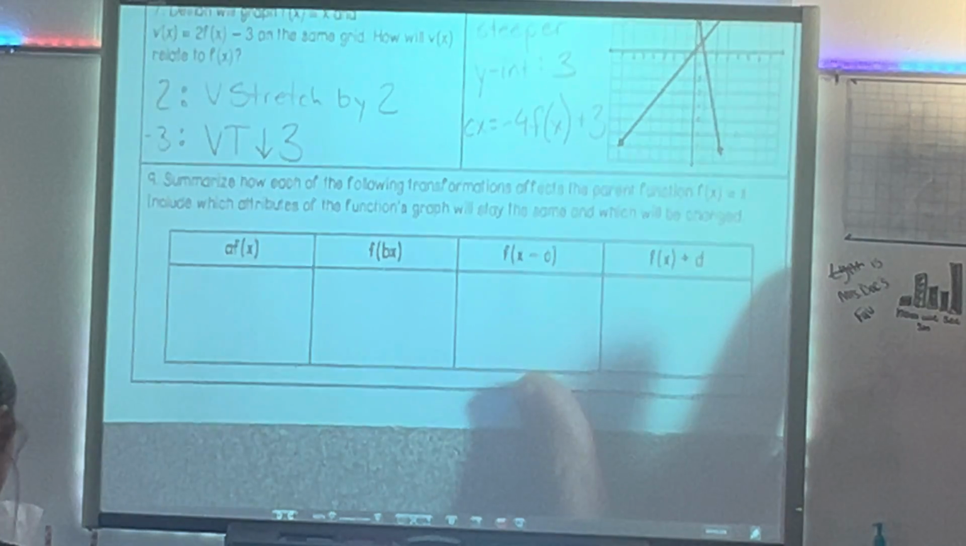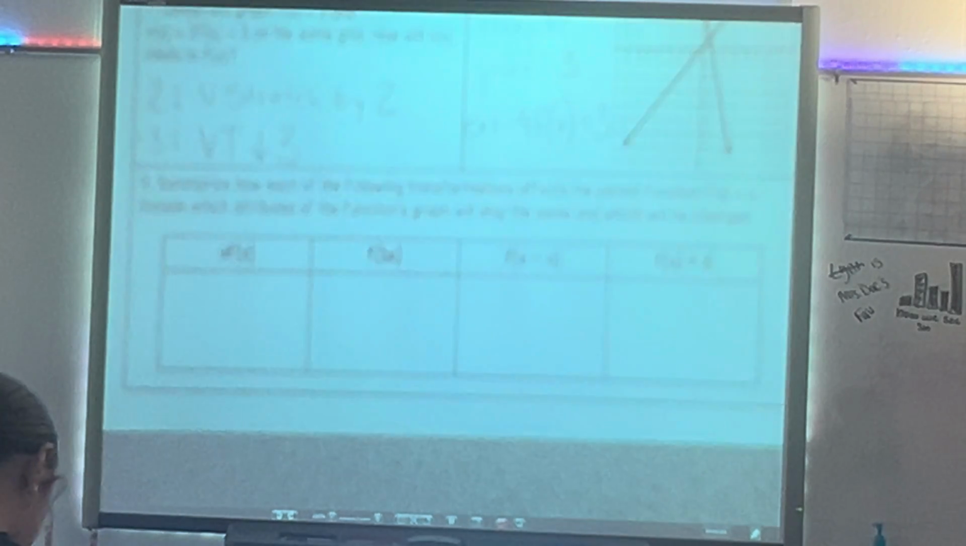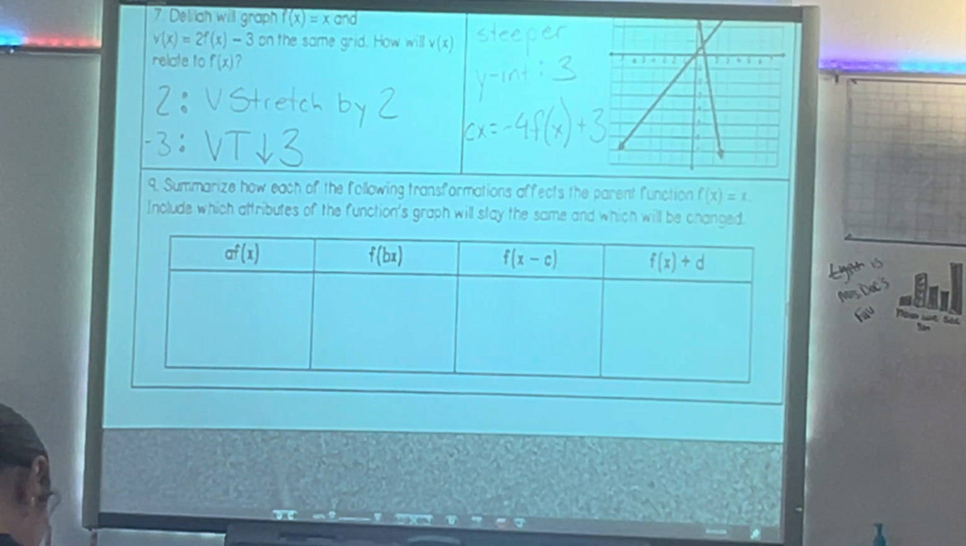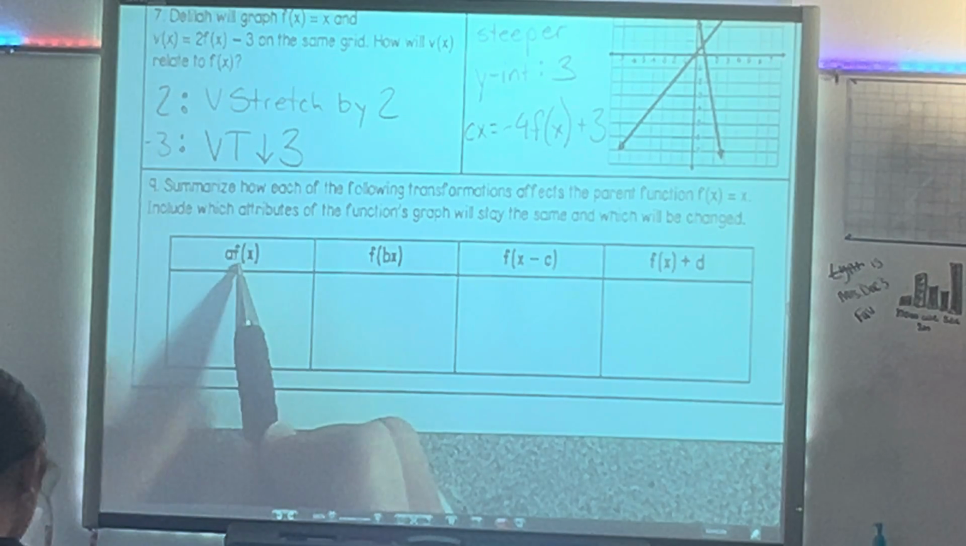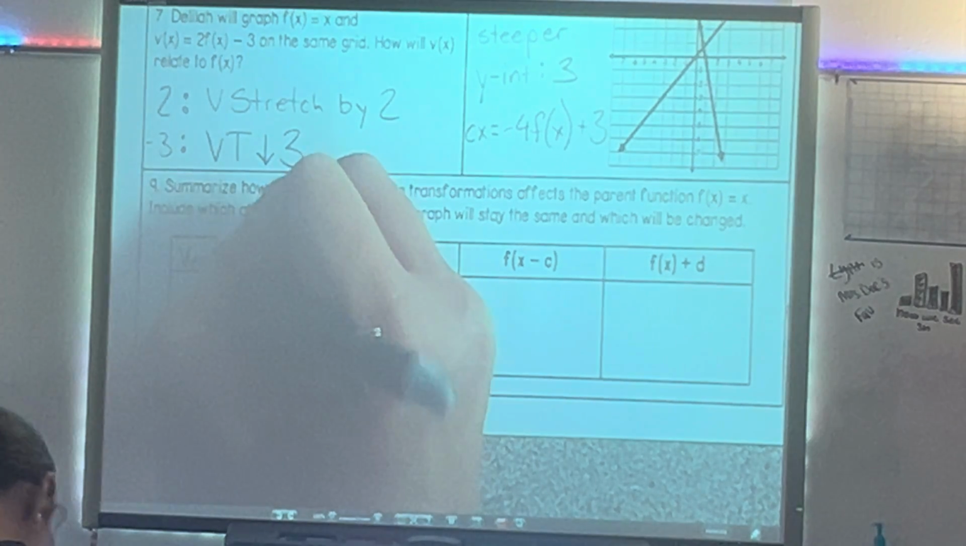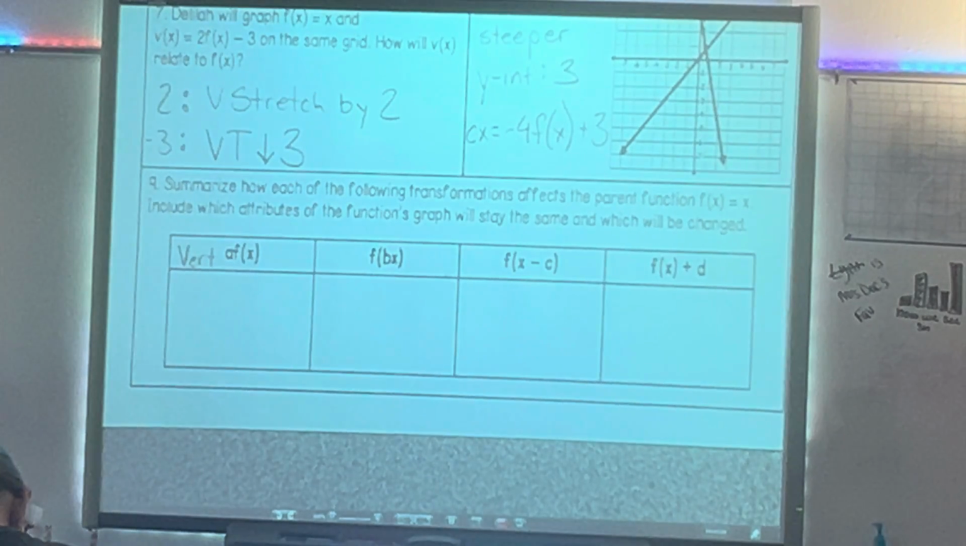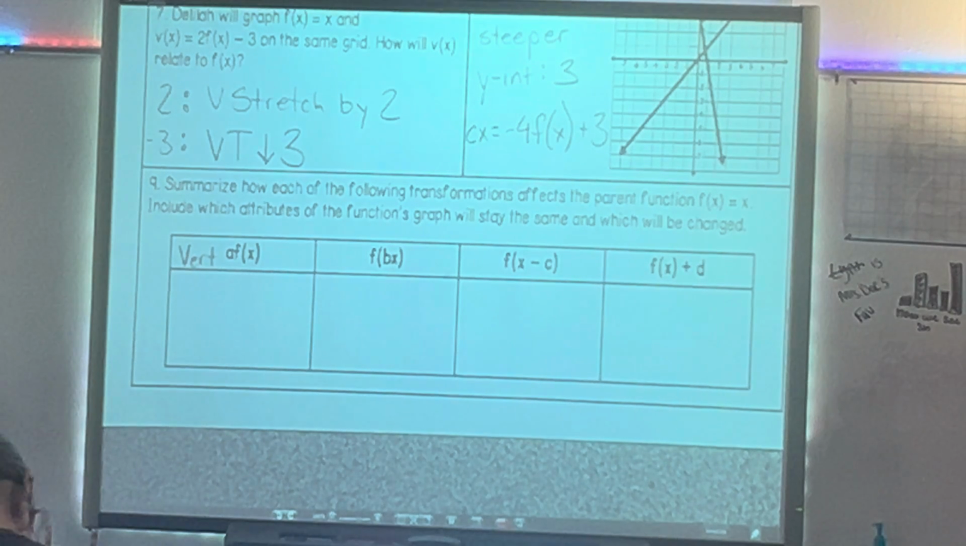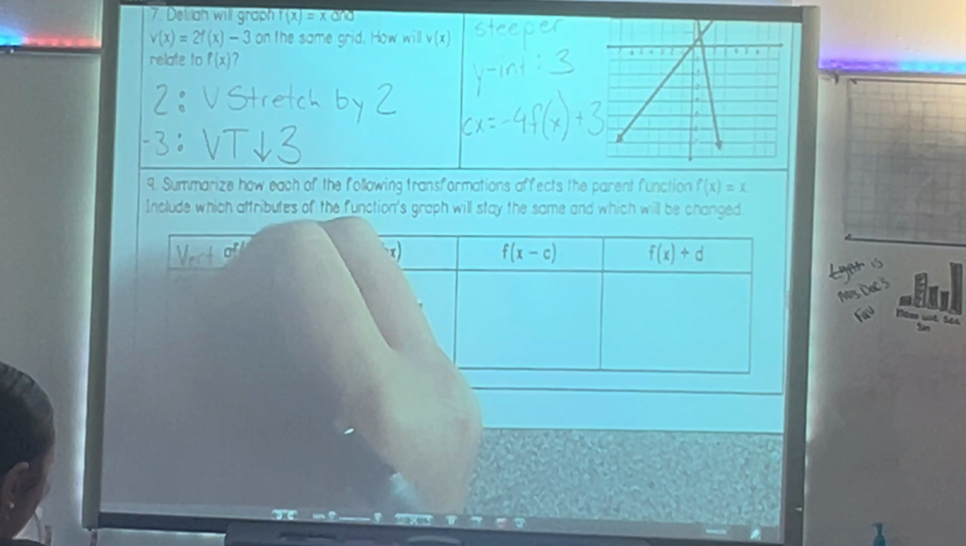Alright, so we're gonna kinda write some stuff down here in these boxes and we're gonna wrap it up. If I have a f of x, a is on the outside, so that automatically tells me that it's vertical. Everybody okay there? How will that affect my graph? It will either make it do one of two things. What is it gonna be? Yeah, steeper or flatter, which we're gonna call stretch or shrink.